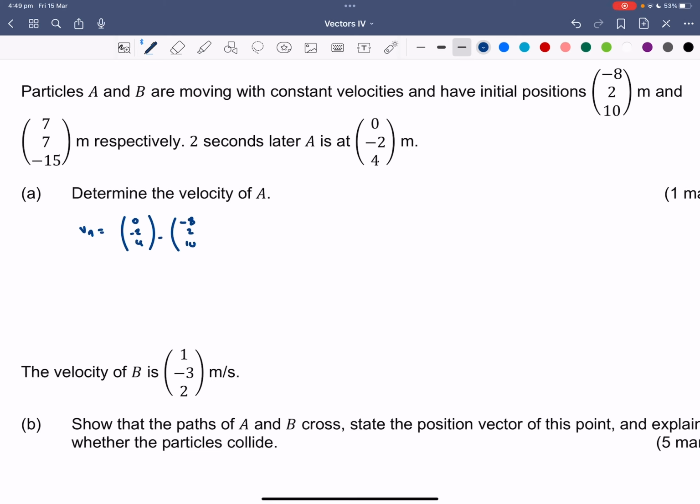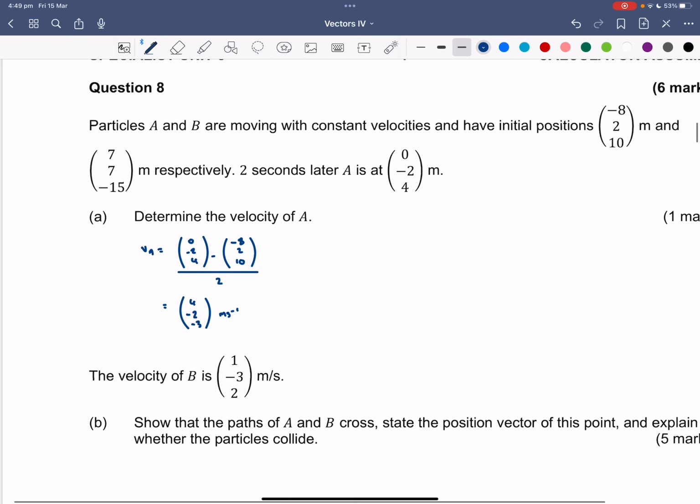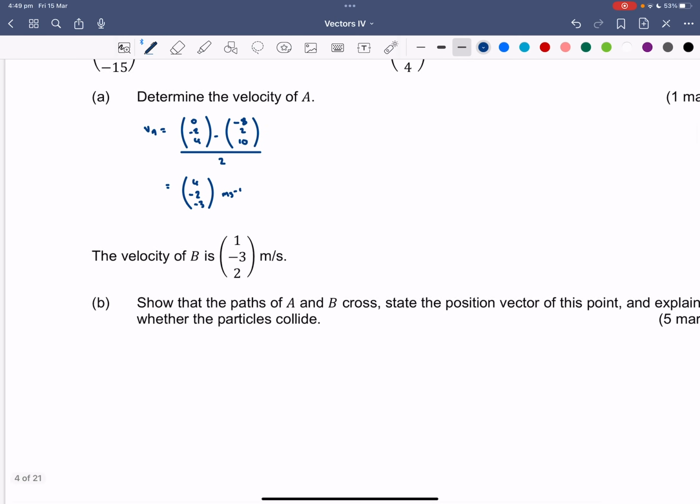-8 to 10, that would be its displacement vector, and if we divide it by 2 seconds, that should give us the velocity vector. So 0 take 8, divide by 2 is 4. -2 take 2 is -4, divided by 2 is -2. 4 take 10 is -6, divided by 2 is -3. So that is the velocity vector of A, that many meters per second. The velocity of B is this.